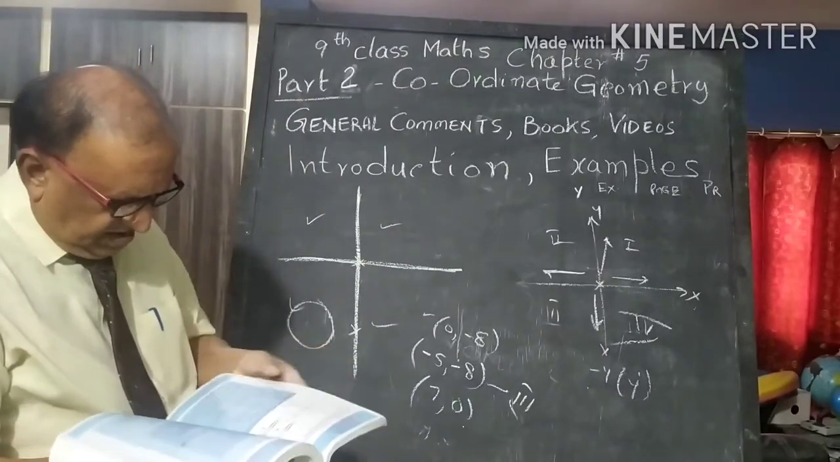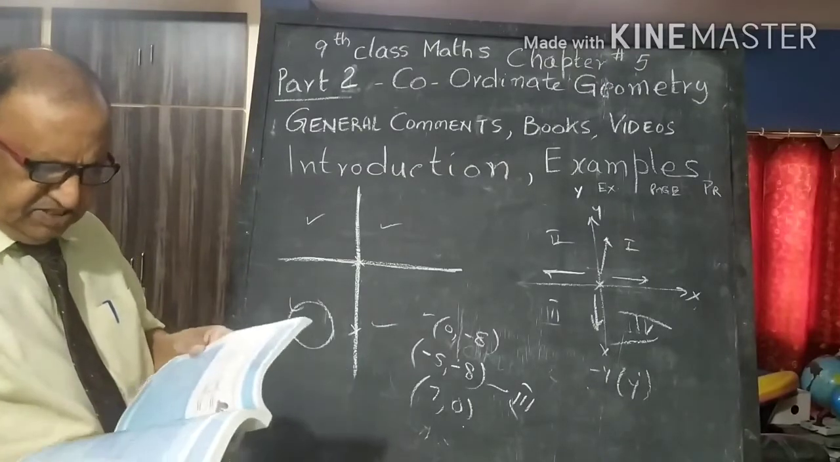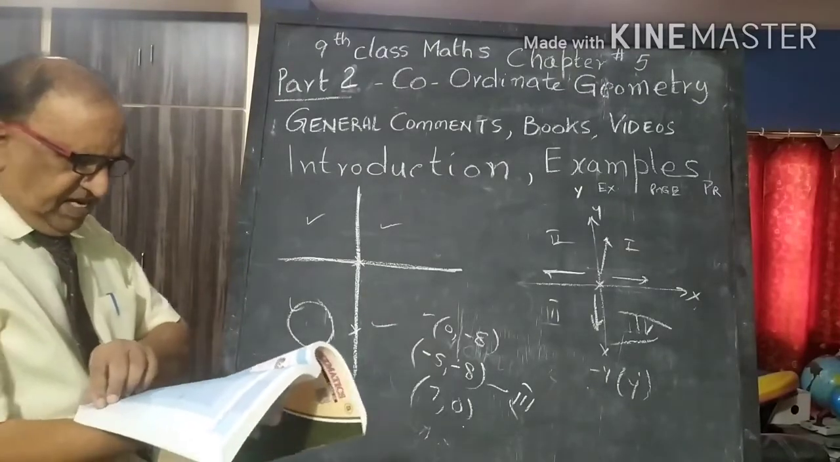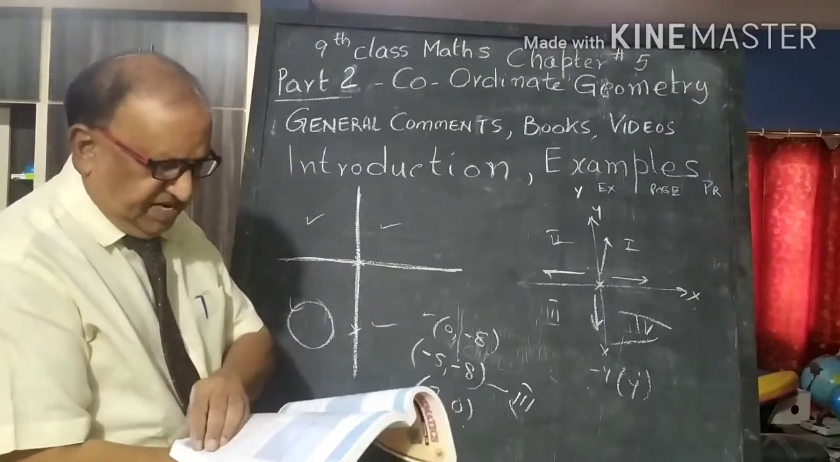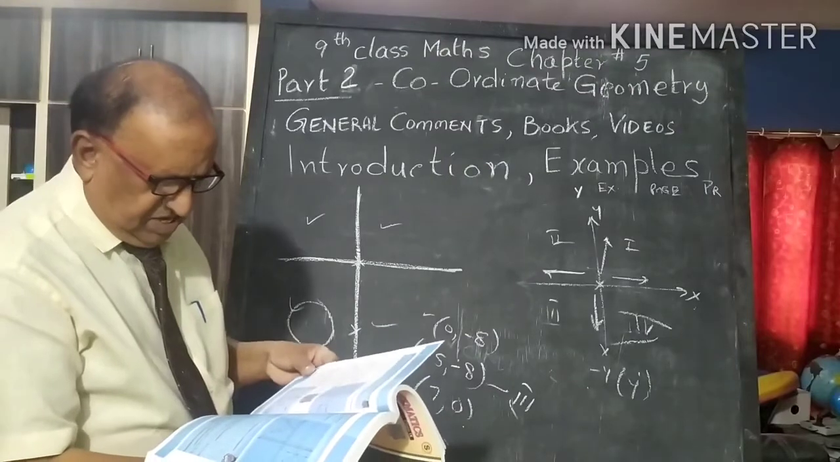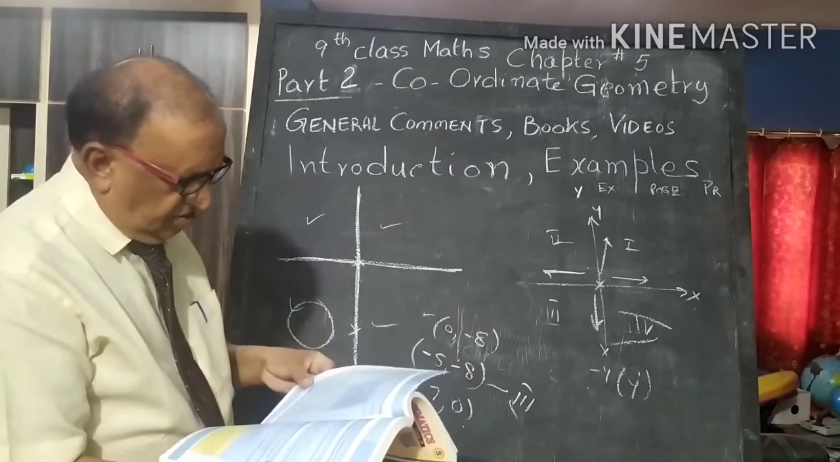Now, write the following based on the graph. There are some points here. You have to write down what is the ordinate, what is the abscissa. That's a piece of cake. I don't think I need to explain that very well. Okay? You already know that.